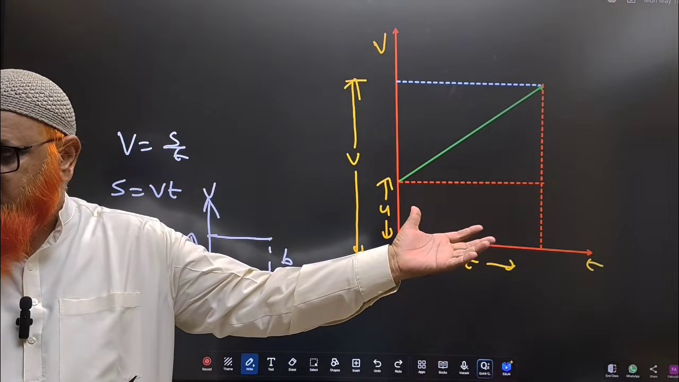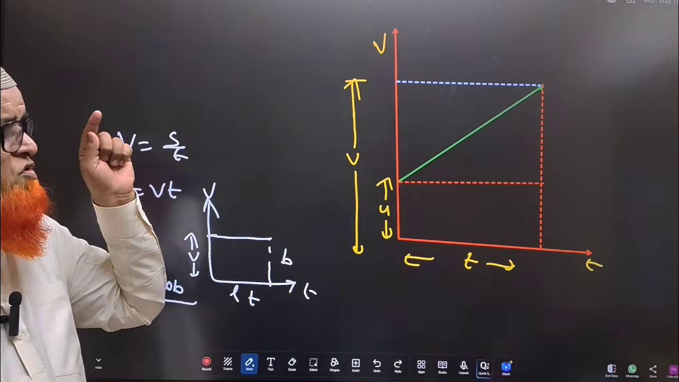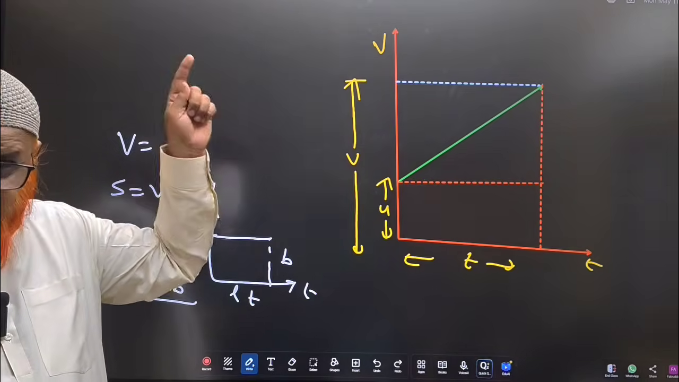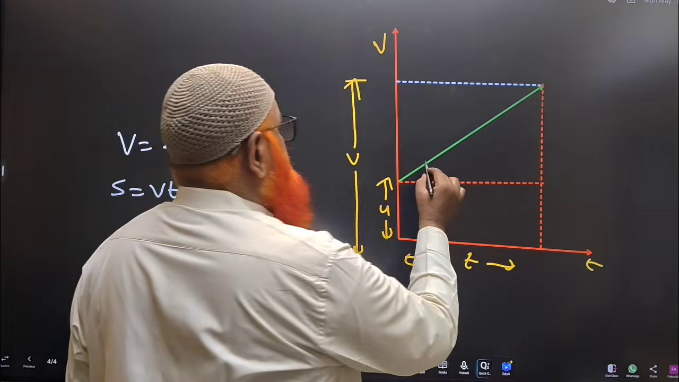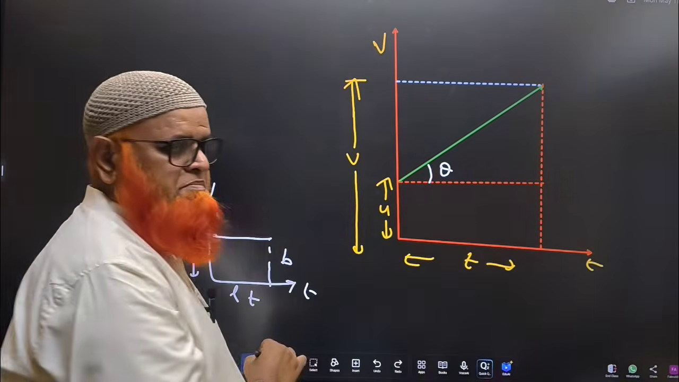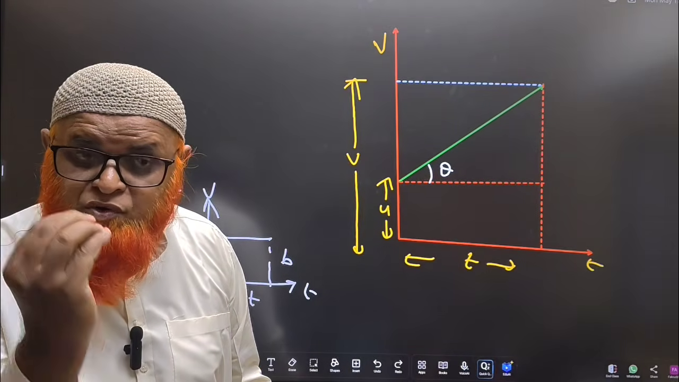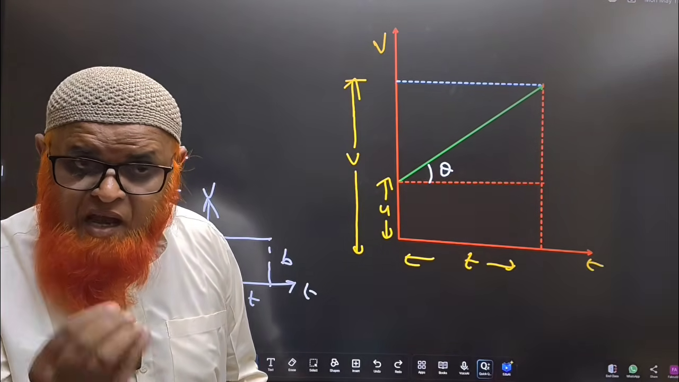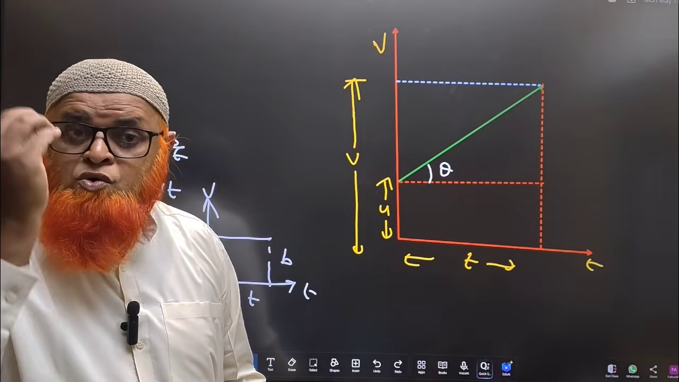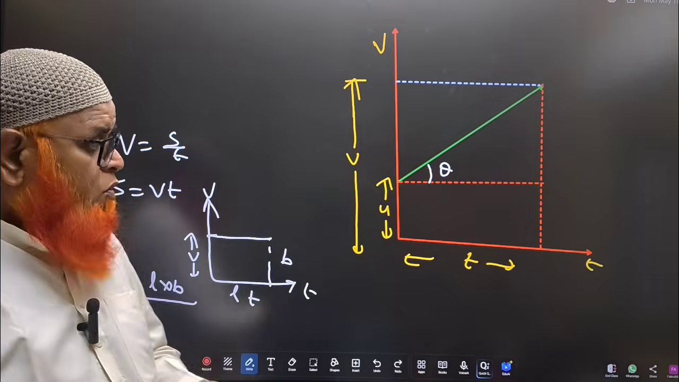Is it clear what I'm saying? Let me repeat once again. If you want to find out the acceleration in this graph, what are you going to do? You are going to find out the angle theta. Slope of the velocity time graph gives you acceleration. Area of the velocity time graph gives you displacement. Understood? Why is it so?